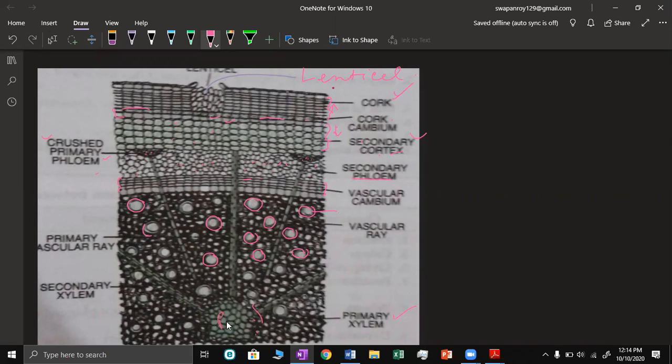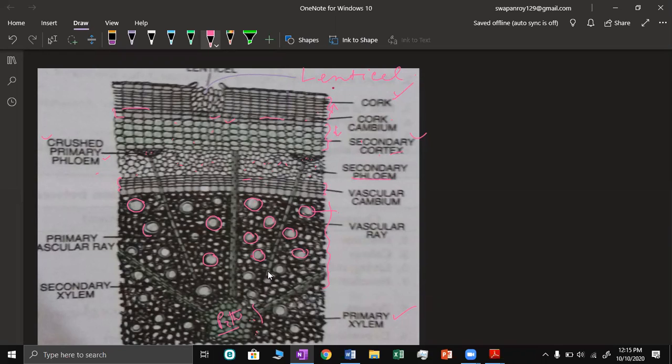This is the pith, a bit light colored, with parenchymatous cells. Here the portions are dark. This dark condition is because they have thick walled cells, because here most of the cells are tracheids and vessels, all thick walled. So this portion is dark. So this is secondary xylem, and here you can see these lines.